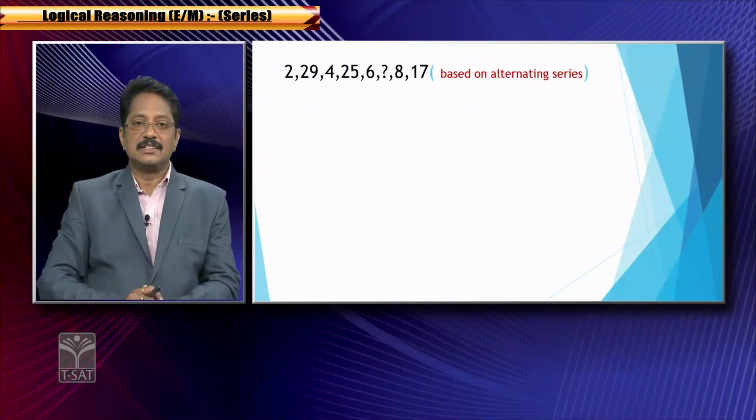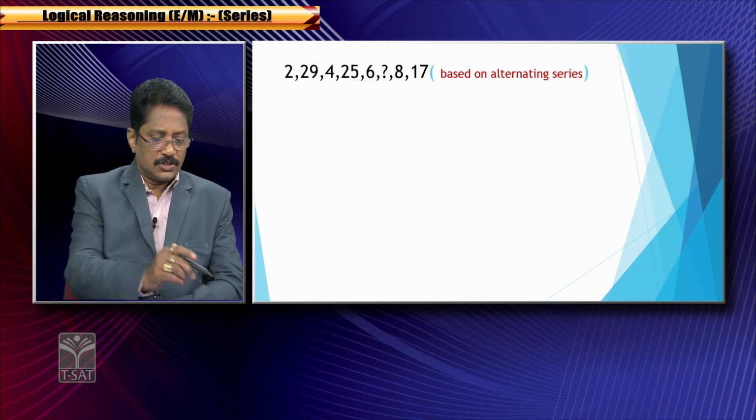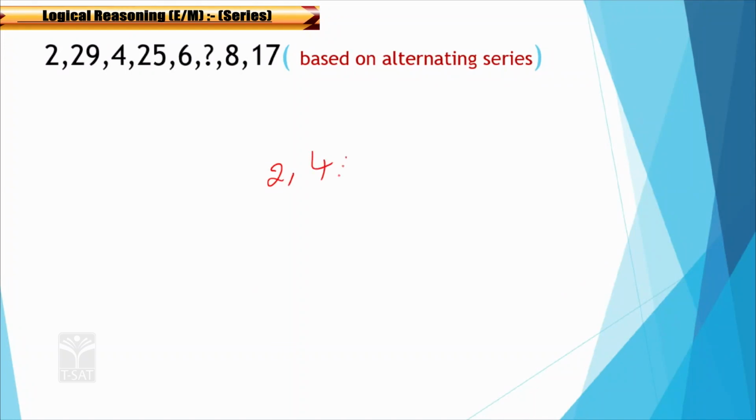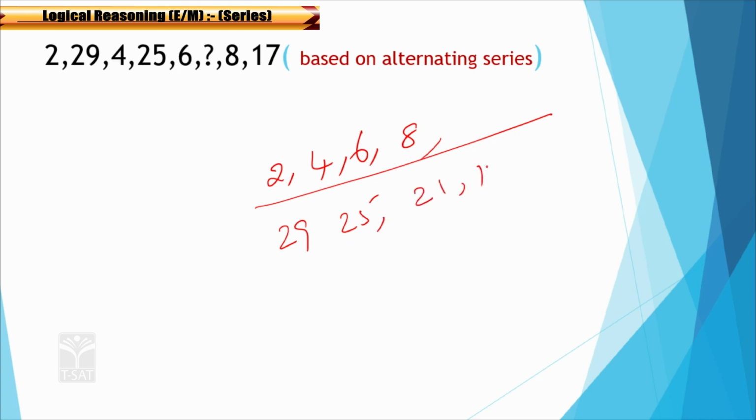Now we will check 2, 29, 4, 25, 6, 8, 27. Alternate series actually. We call it alternate series. So if you take it as 2, 4, 6, 8, one series among this. 2, 4, 6, 8, all this is one series. 29, 25, 21, 17 is another series. This one increased by 2 and this one decreased by 4.